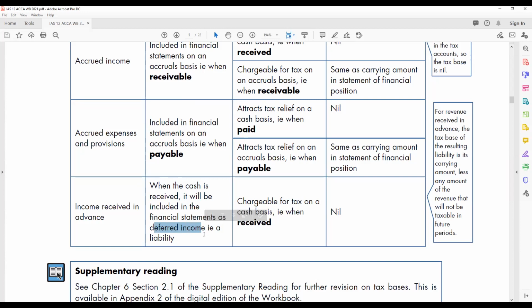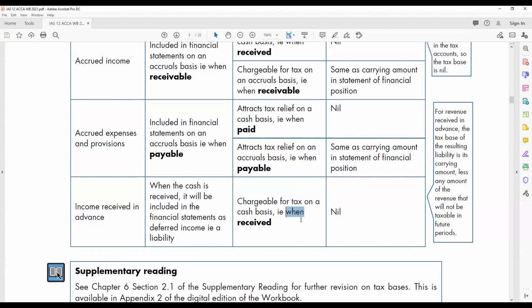This income is not applicable, it is not with respect to this year, the current year, right? It's a liability. But the tax rule is on cash basis, no? So therefore they recognize it as income for this year, not for the future year. According to the tax rule, it is chargeable for tax on cash basis. We have received cash now, so we have to recognize it as income for the organization.